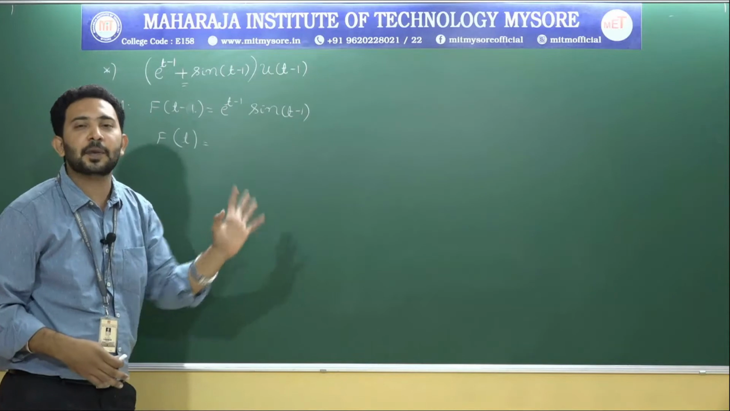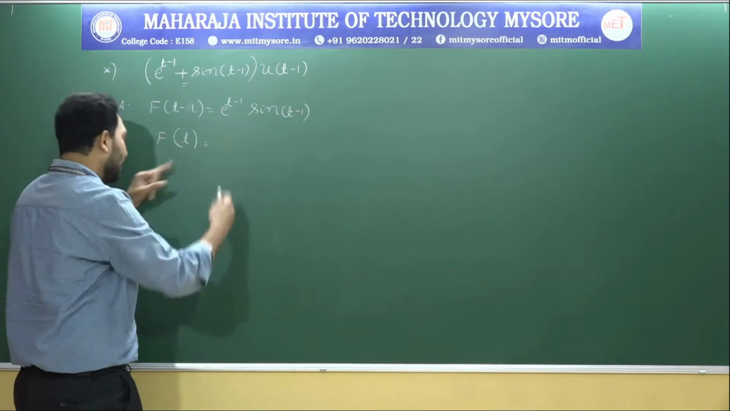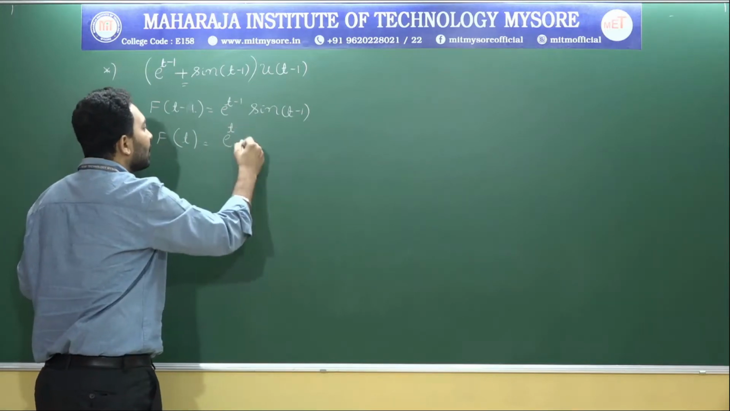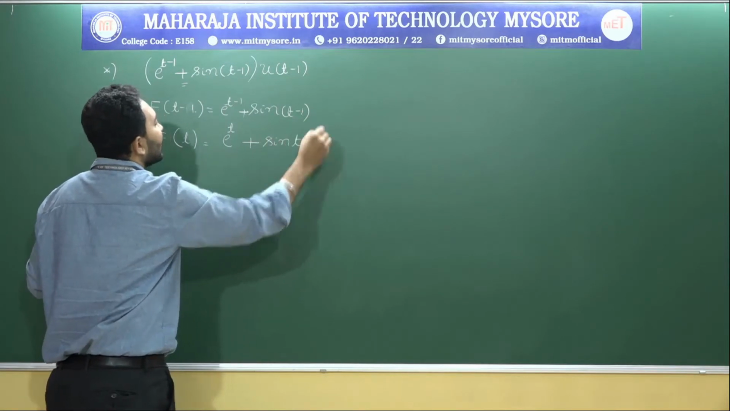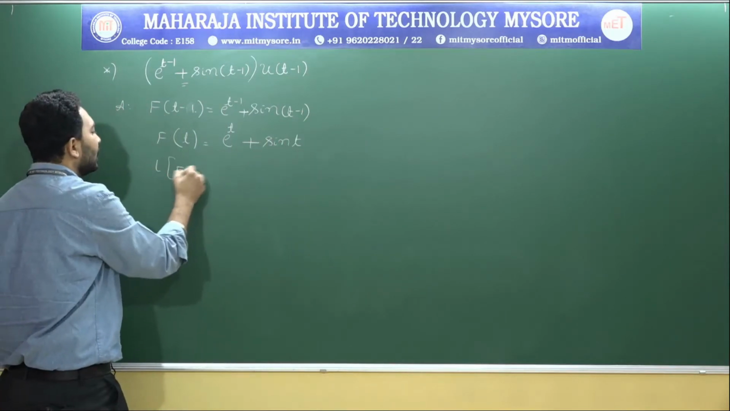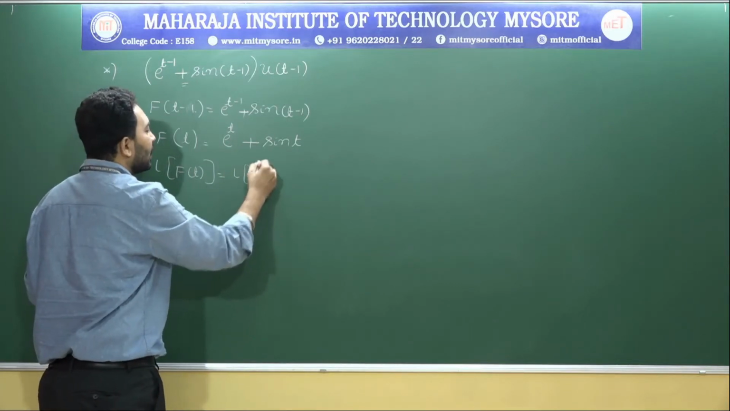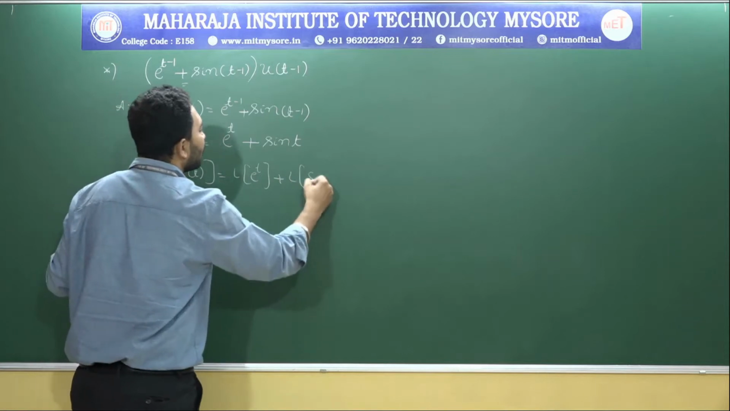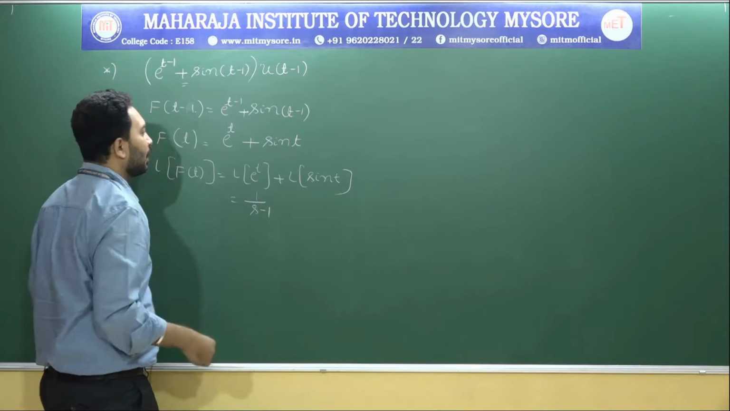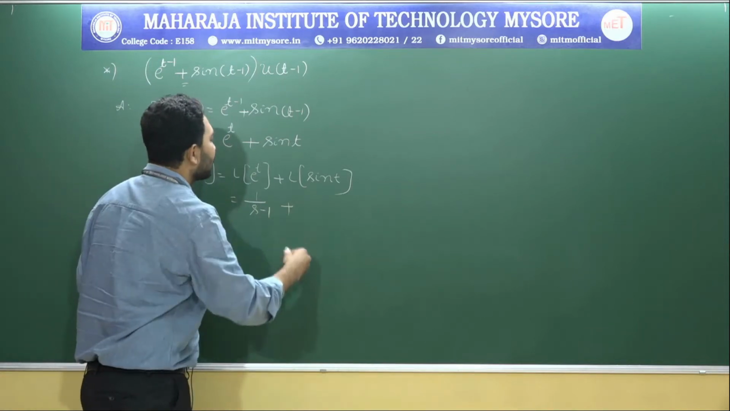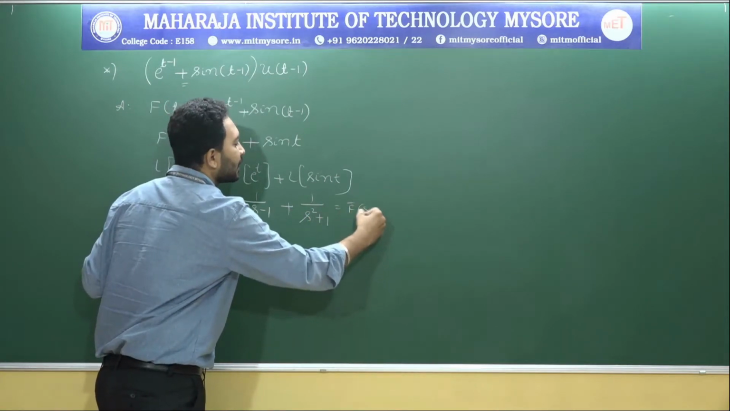So f bar s is Laplace of f of t. For that we require f of t here, so replace t by t plus 1. We will get e power t plus sin t. Then what is Laplace of f of t? It is Laplace of e power t plus Laplace of sin t. Laplace of e power t is 1 over s minus 1, and Laplace of sin t is 1 over s square plus 1. This is our f bar s.